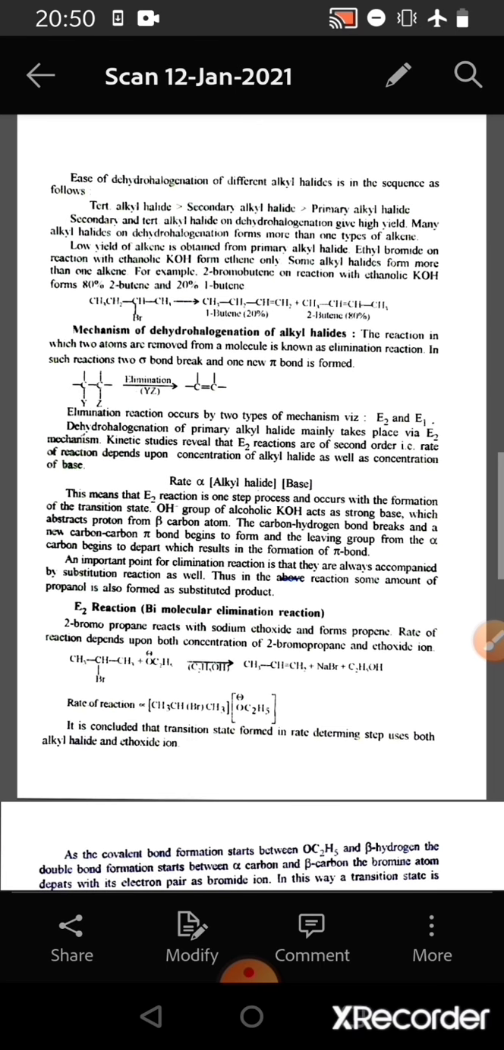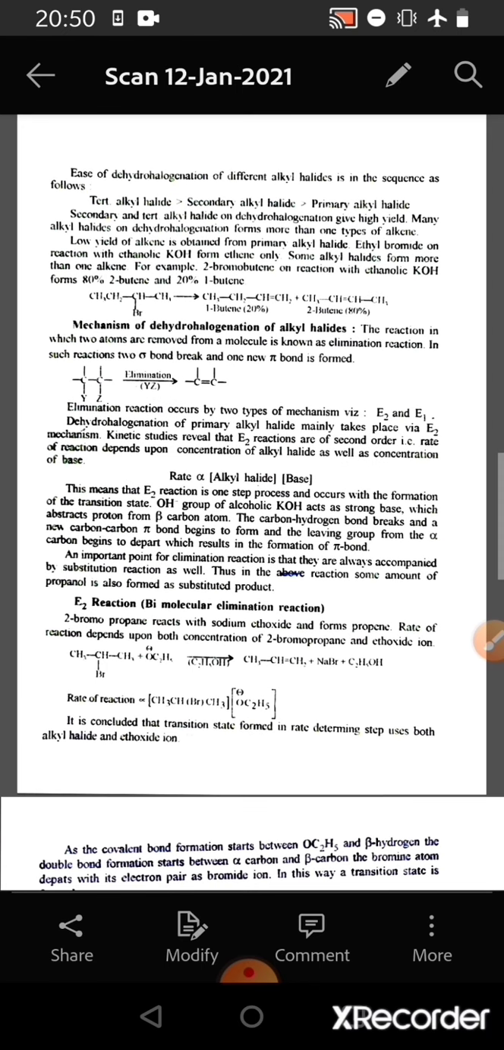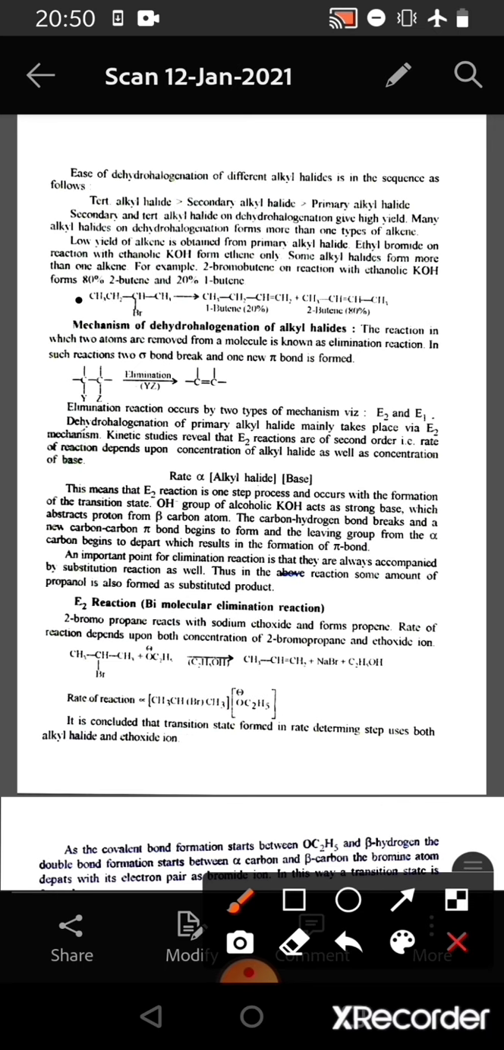Ethyl bromide on reaction with ethanolic KOH forms ethene only. Some alkyl halides form more than one alkene. For example, if we consider this case of 2-bromobutane, then we see that 2-bromobutane on reaction with ethanolic KOH forms 80% 2-butene and 20% 1-butene.